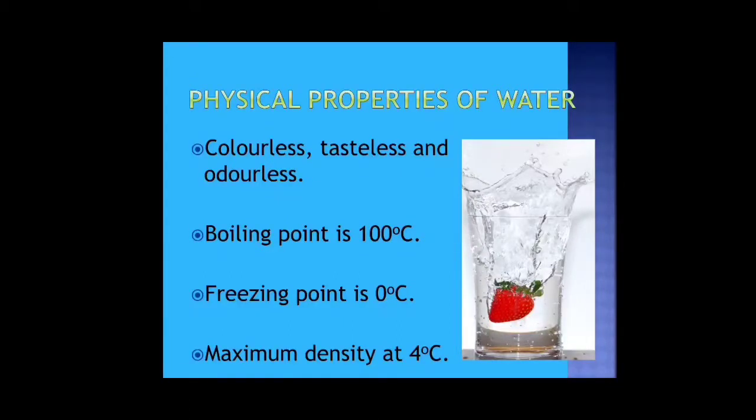What does this mean? It means that at 4 degrees, water has its maximum density. As water keeps on expanding on freezing, the maximum density it reaches is at 4 degrees. And therefore, we notice that ice has a relatively low density than water, and hence ice can float on water.